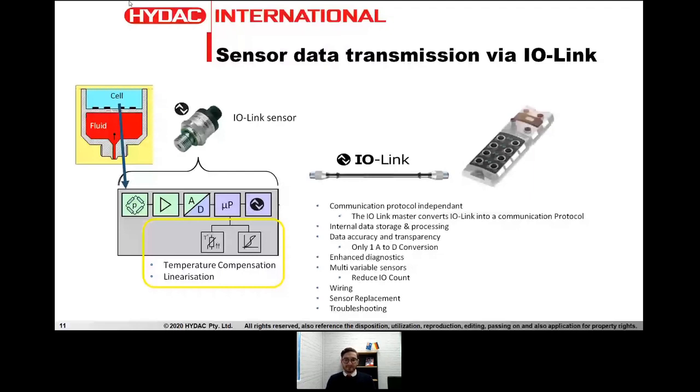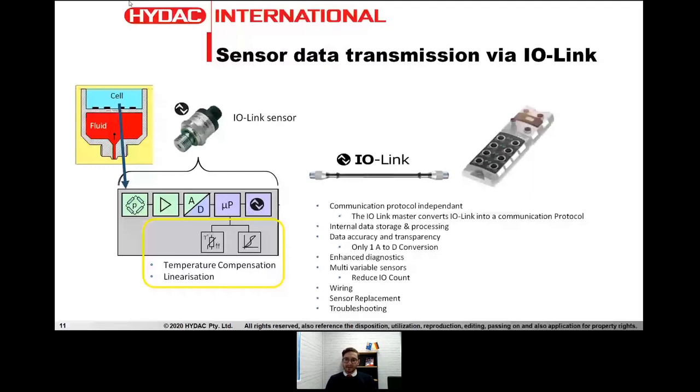So you're never going to have inaccuracies from signal losses or anything like that. Also very important to note is that IO-Link is an open specification and open protocol. It is not HYDAC specific, and there are hundreds of vendors out there that produce IO-Link sensors. So it's not a proprietary protocol.